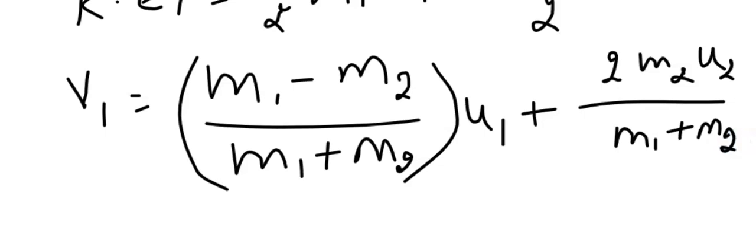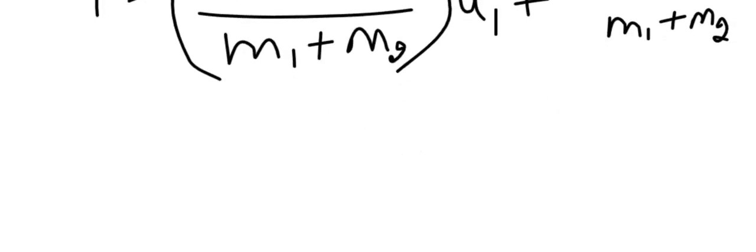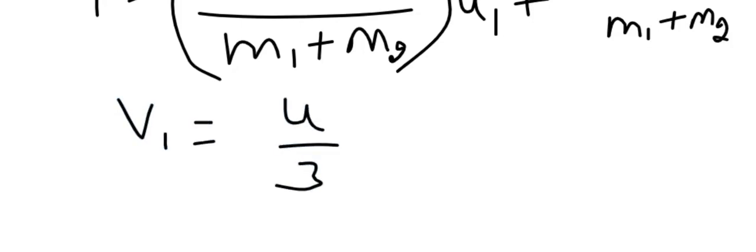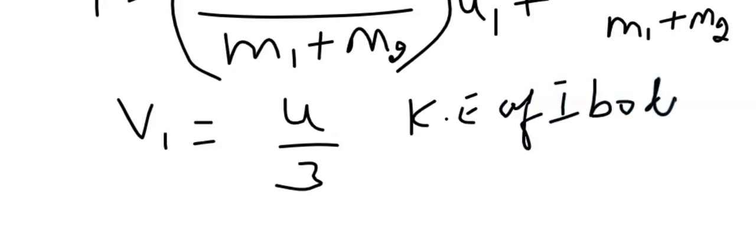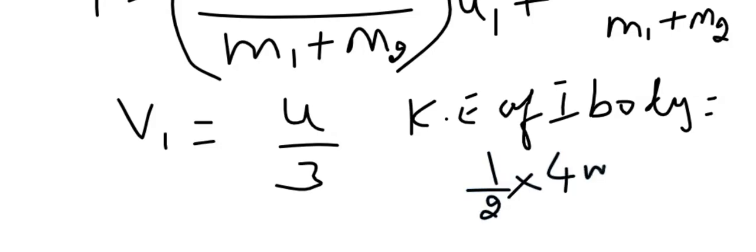Now substituting the values, we get v1 is equal to, now u is equal to u1. So after substituting the values, we can see that v1 is equal to u by 3. So kinetic energy of the first body is equal to half into 4m into u squared by 9. So v1 squared is nothing but u squared by 9.